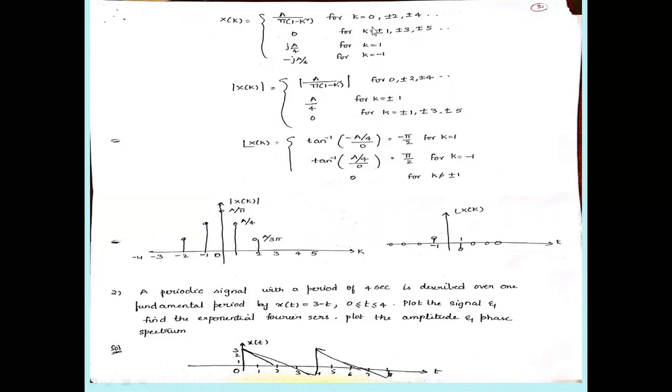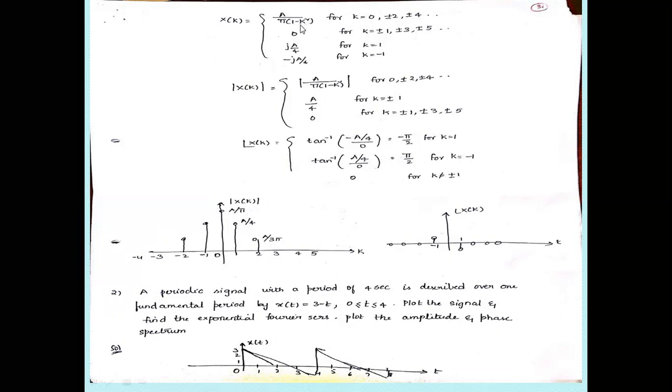What is X of 0? X of 0 is equal to a by pi. This is the value of a by pi. Understood, my students? And what is the value at k equal to 1? At k equal to 1, it is a by 4. And at k equal to minus 1, it is also a by 4. And the two values, a by 3 pi at k equal to 2.